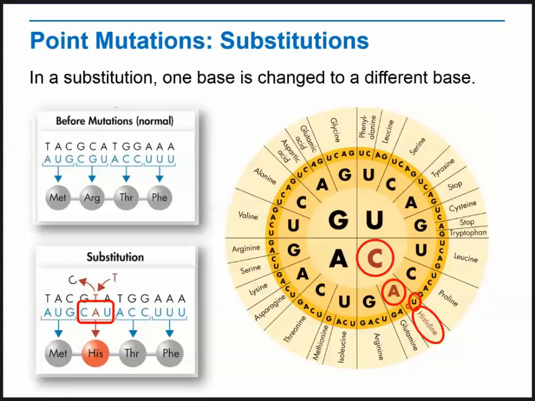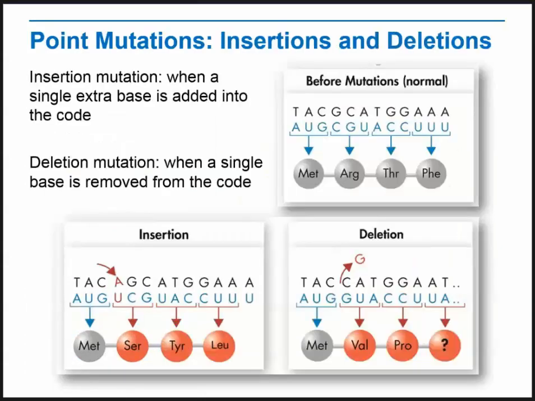Not all mutations result in a change to the amino acid. For example, if a mutation changed one codon of mRNA from CCC to CCA, the codon would still specify the amino acid proline. So not all mutations are harmful. Insertions and deletions can be much more harmful.